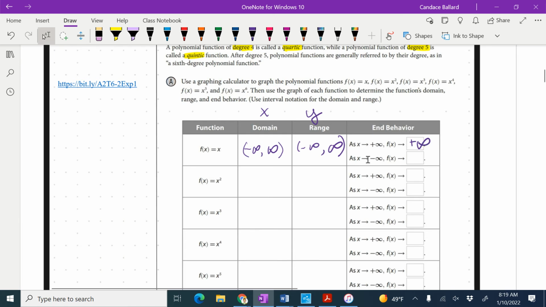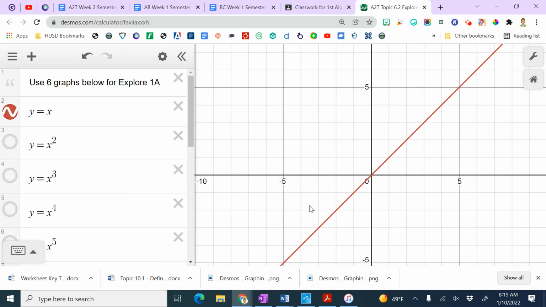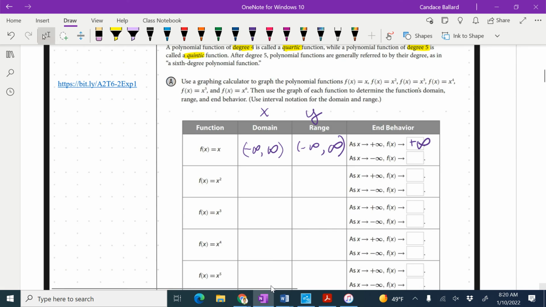Negative infinity means as we're moving left on the graph, what's going on with the y? As I'm moving this direction, is my y going up or down? Down. How do I write down? Negative infinity. We should do really well on the quiz, right? Because we've done this a bazillion times in the past week.